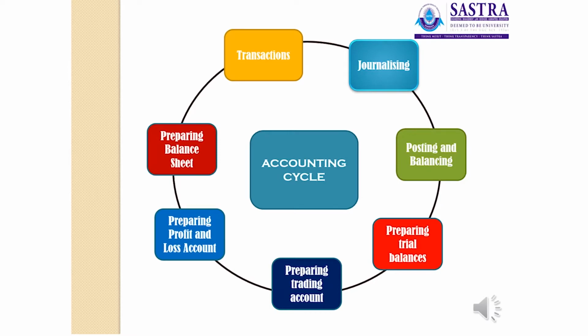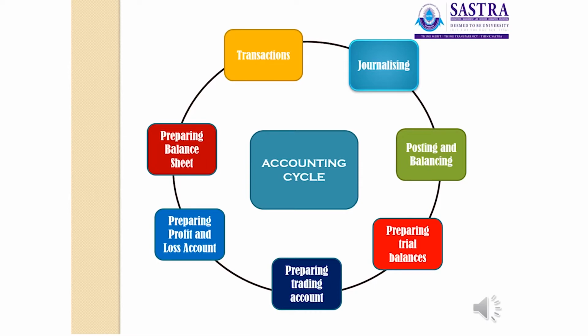What are the steps involved in the accounting cycle? First one is identifying the transactions and journalizing, posting and balancing. Third step is preparing trial balance. Next one is preparing trading account. Next, preparing profit and loss account, and last one is preparing balance sheet. So this is the process of steps involved in the accounting cycle.